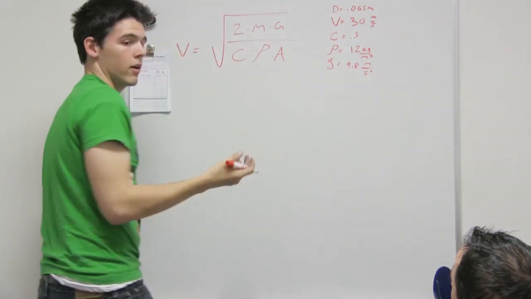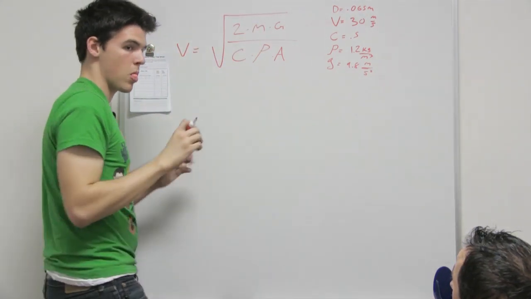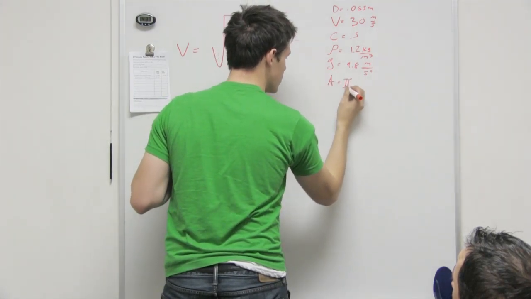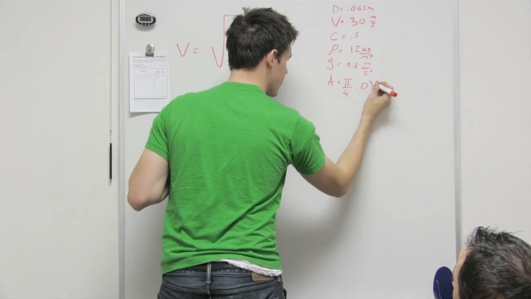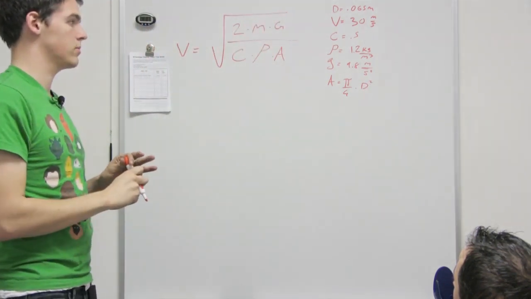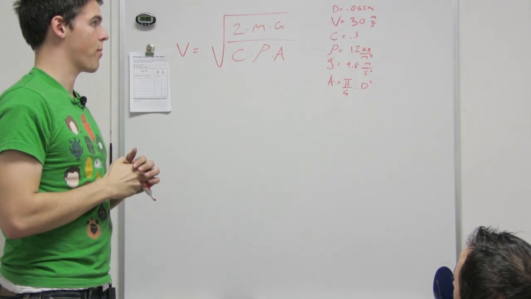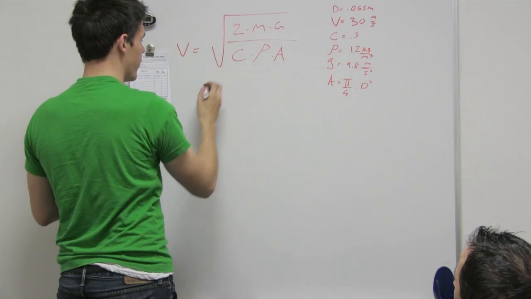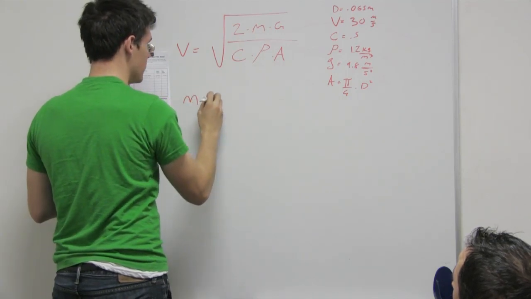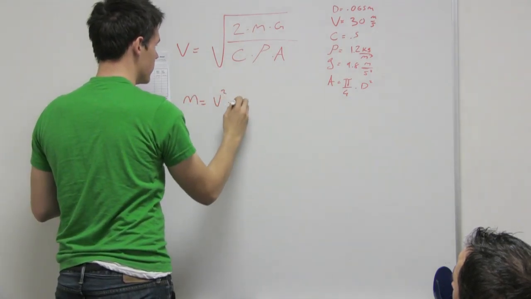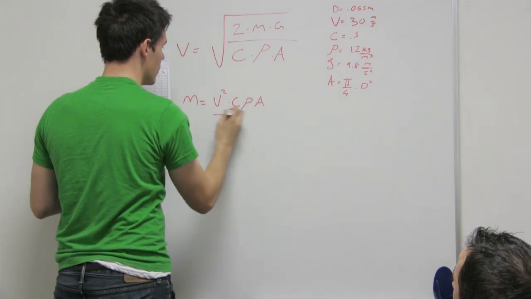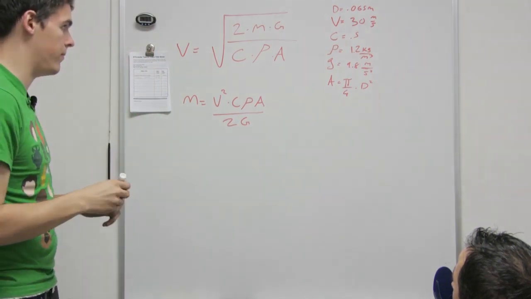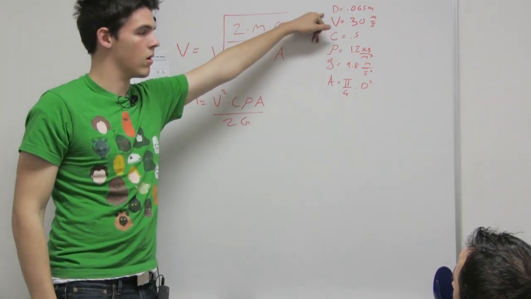And what's the area going to be? Area is basically pi r squared, so you have to take 0.65 and square that and multiply that times pi. I've gotten all that and I still get the wrong answer. I plug all that in. So let's solve for m. Your m is equal to v squared times c rho A over 2g. Did you change this to meters? Yes.